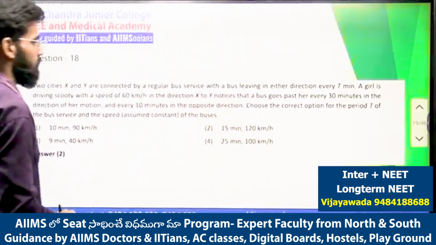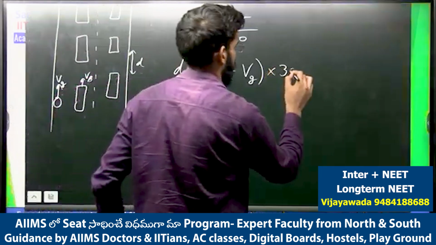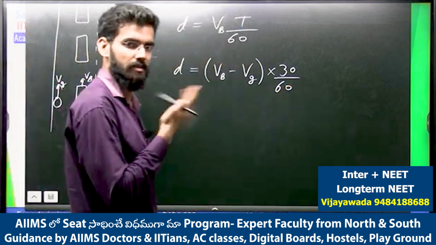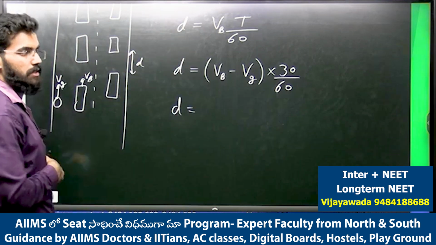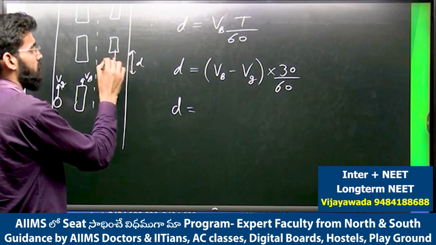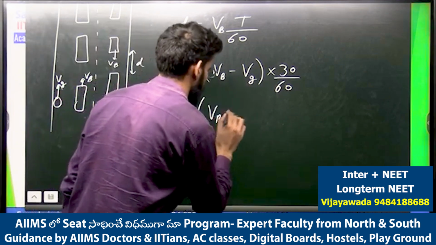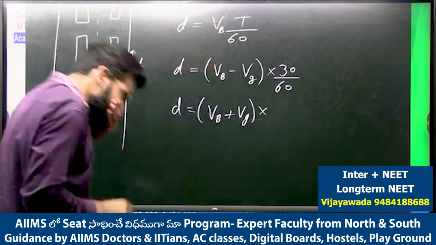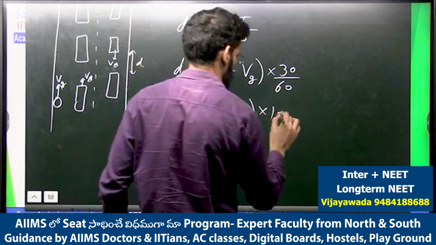She says it passes every 30 minutes, which means 30 by 60 hours. Velocity into time is distance, and the relative distance is the same. The third way is the bus on the opposite side passing. Its relative speed with respect to the girl is Vb plus Vg, into time, which is 10 minutes, so 10 by 60.